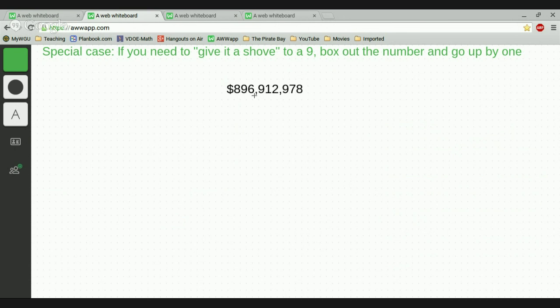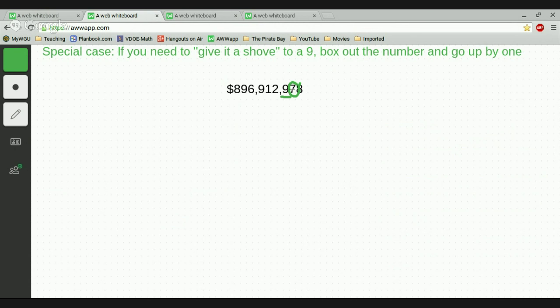And I'll talk about what that means. So for instance, if I am rounding to the hundreds place, let's round to the hundreds place right here, which is the 9. So I underline it, I look next door. So that's a 7. Now that would traditionally shove it up 1.